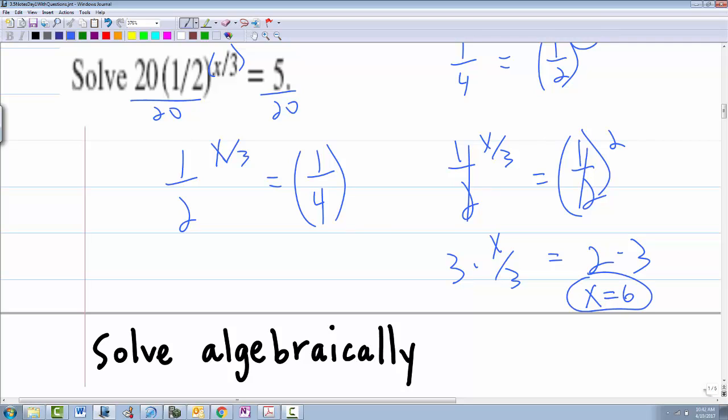And you could always check this. Okay, everyone, I like to do this. What's 6 over 3? 2. Did you answer that, sir? What's 1/2 squared? 1/4. What's 1/4 of 20, do you think? Check. Okay, so it worked.